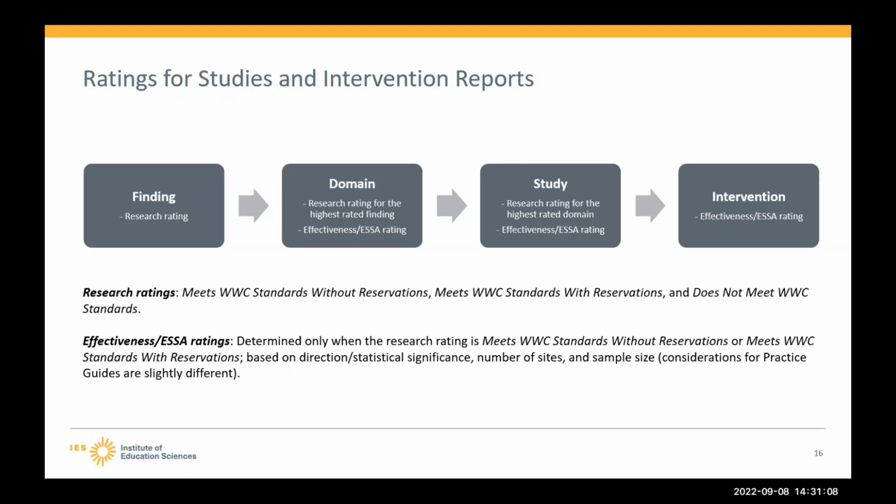Studies also receive a research rating and an effectiveness rating. Interventions described in intervention reports will receive effectiveness ratings too. The take-home message is that the WWC aligned its effectiveness ratings with the Department of Education's evidence tiers and also streamlined the process used to generate those ratings. If you're interested in the details regarding the components of the ratings, you can see them summarized here, and of course, they're fully described in the handbook.